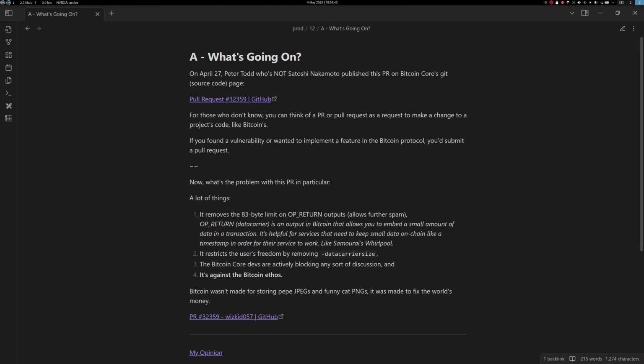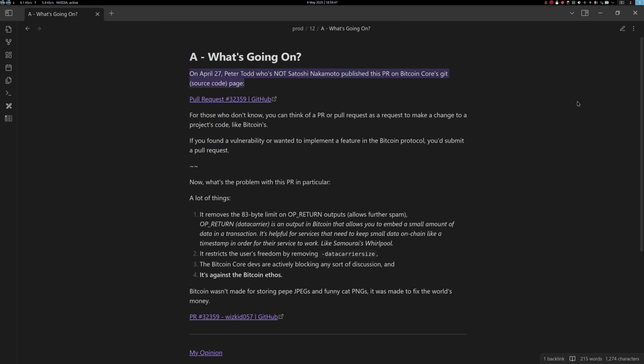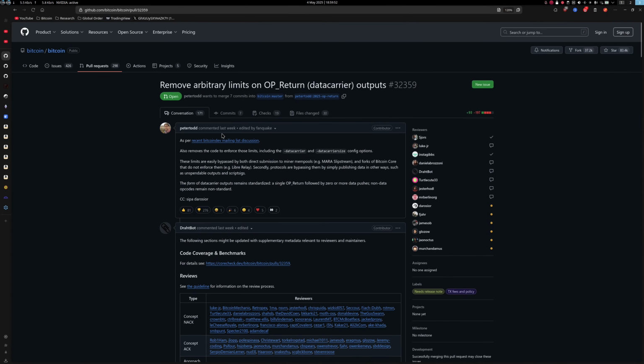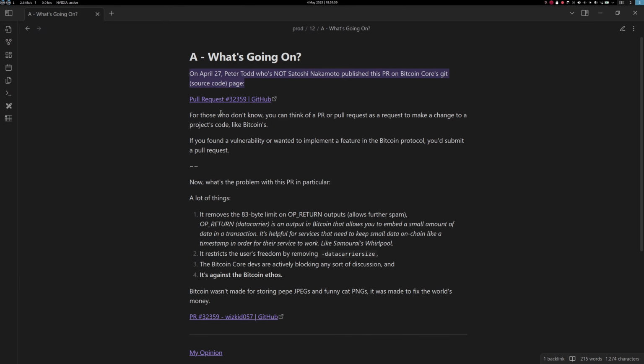On April 27th, Peter Todd, who is not Satoshi, published this PR on Bitcoin Core's Git or source code page. This one right here. It requests to change the data limit on op return. For those who don't know, you can think of a pull request, or PR, as a request to make a change to a project's source code, like Bitcoin's. If you found a vulnerability or wanted to implement a feature in the Bitcoin protocol, you'd submit a pull request.